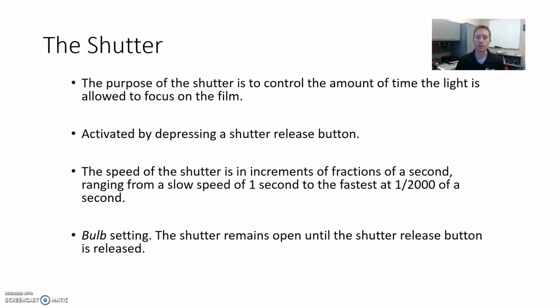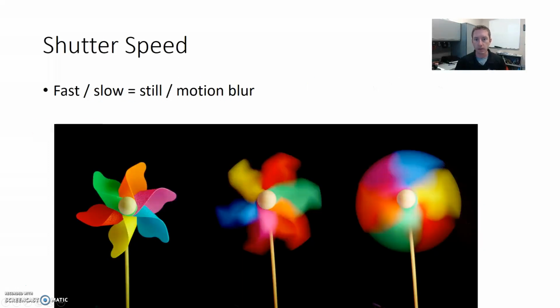Sometimes, we will want to have the camera open for a long time, the shutter open for a long time, so we actually have something called a bulb setting, where as long as you're holding down the button, the lens is open, or the shutter is open. So putting this in practical, what we have here is, say, the pinwheel spinning.